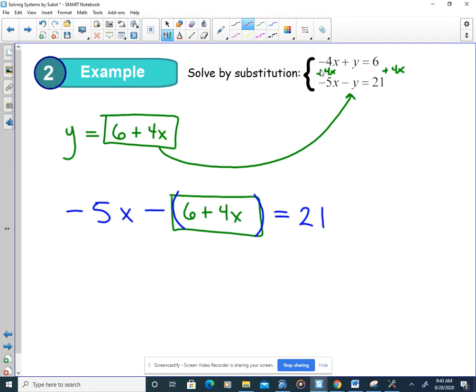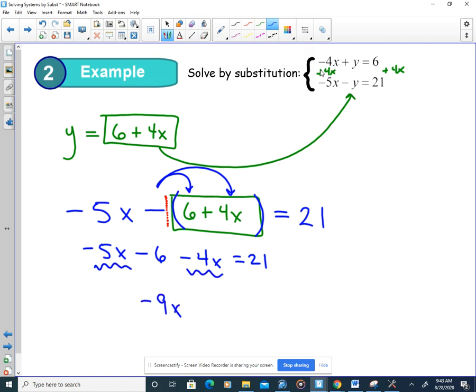So we've got to get rid of the parentheses or the box. So remember, we're going to use the distributive property. We've got a negative sign, but there's a 1 there, an invisible 1. So we're going to have negative 5x, negative 1 times 6, negative 6, negative 1 times 4x is negative 4x is equal to 21. Add like terms. The negative 5x plus the negative 4x would be negative 9x.